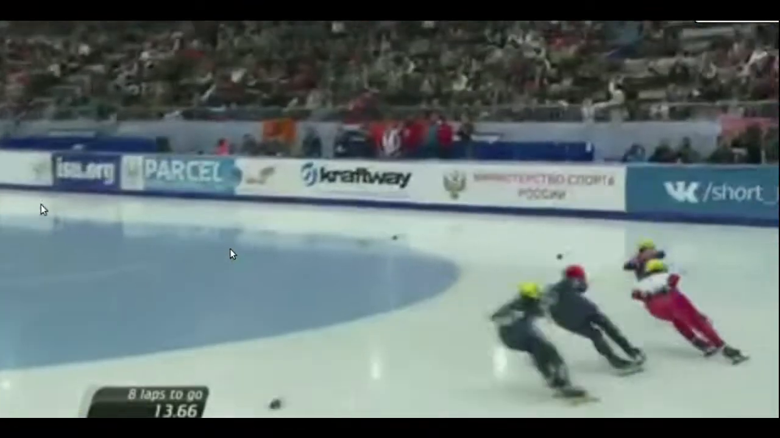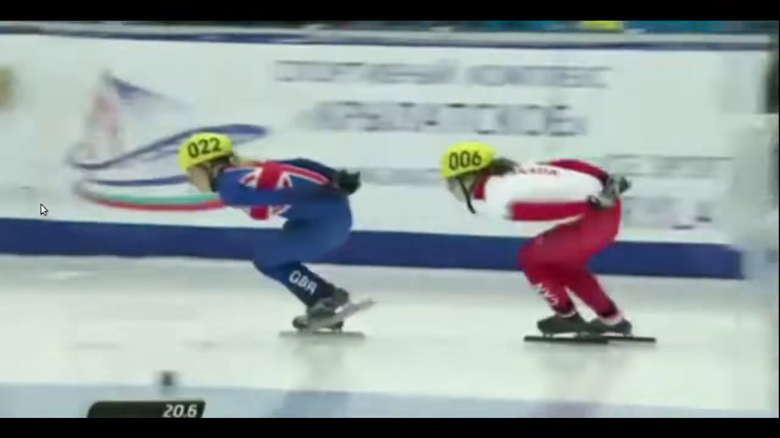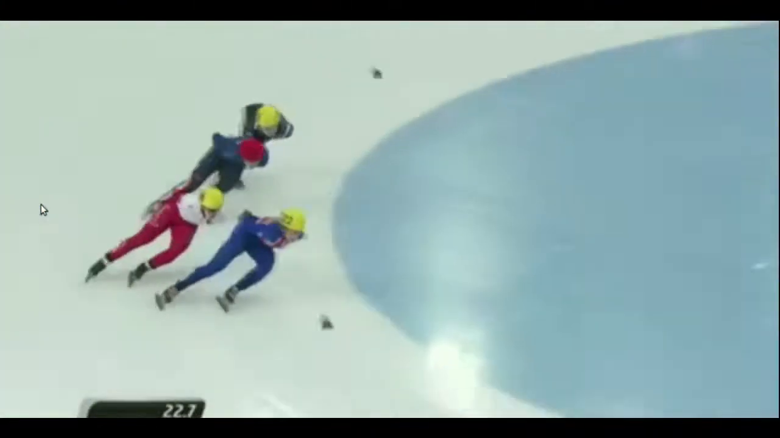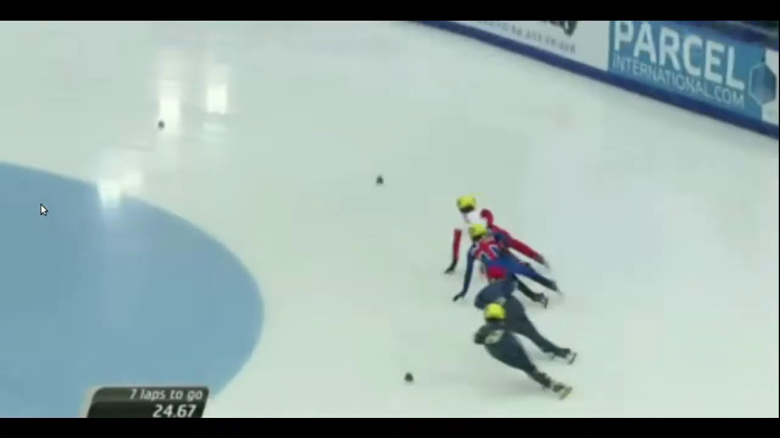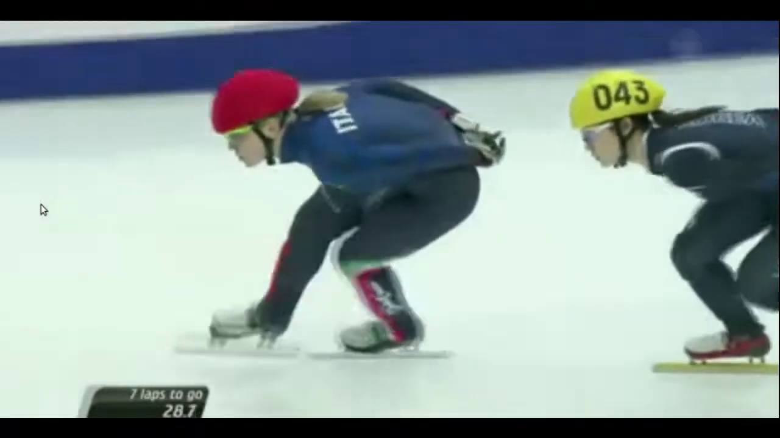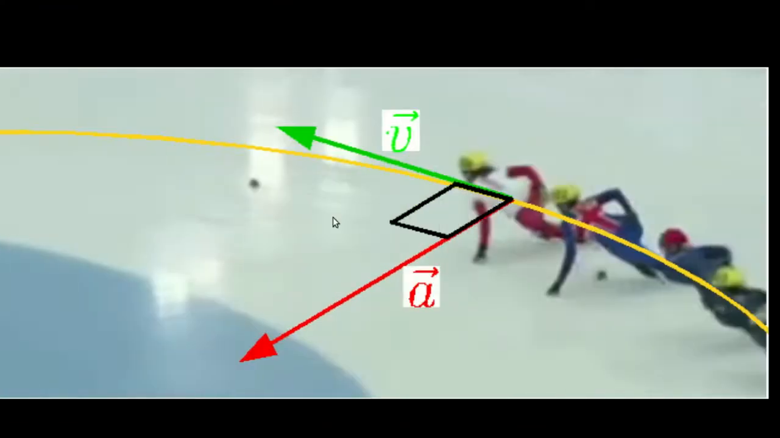So a good example from sports of uniform circular motion is short track speed skating. When they're going around the curves in short track speed skating, they really are going around something very close to a portion of a circle, and they're going at very nearly uniform speed. And so the acceleration should point straight into the middle of the circle, and the velocity is tangent to it. Because of the perspective, it doesn't look like those are perpendicular in this picture, but they are.